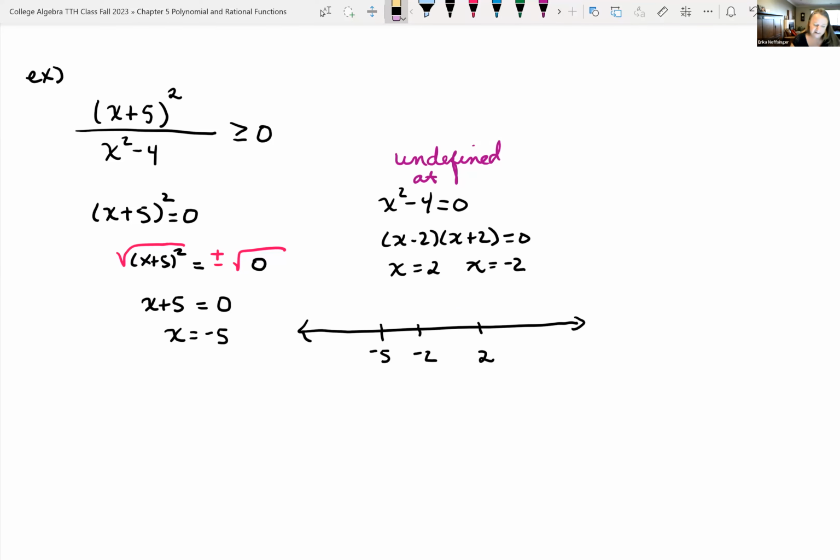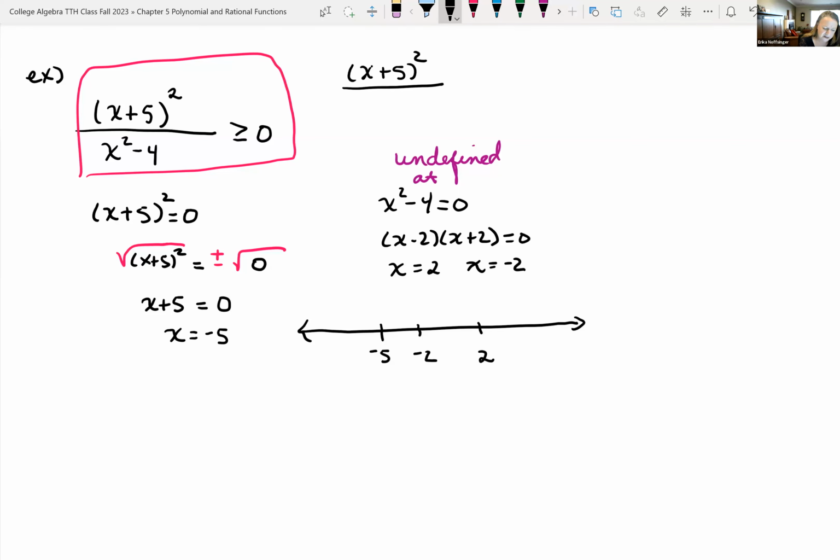When we test our values, again, we can plug in values into this. And we can just think about positive and negative numbers if we would like. Or you can plug it in. How about x plus 5 quantity squared? Well, I know that's always going to be a positive number no matter what. And then I have factored form x minus 2, x plus 2, greater than or equal to 0.